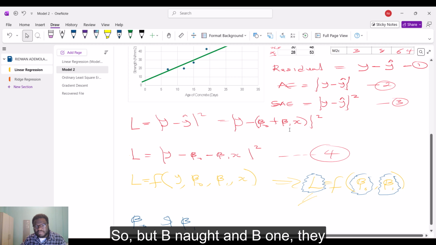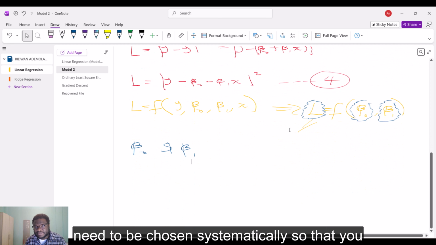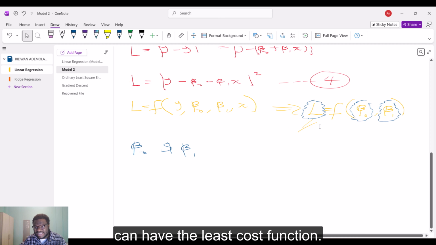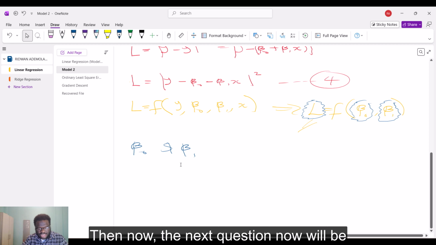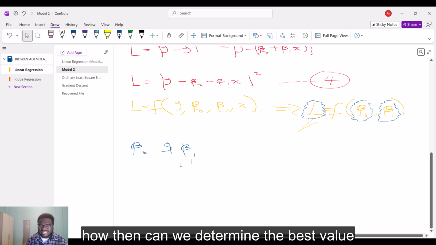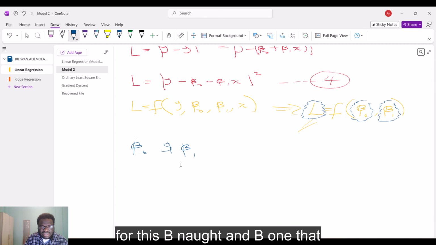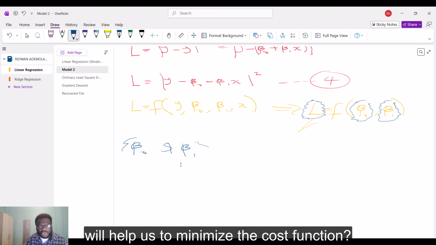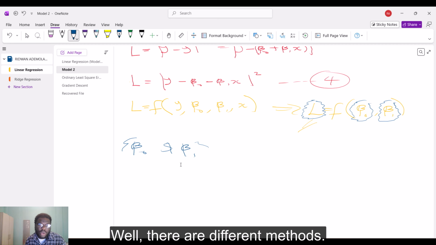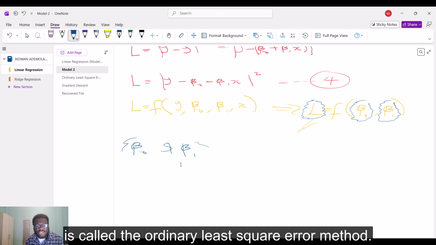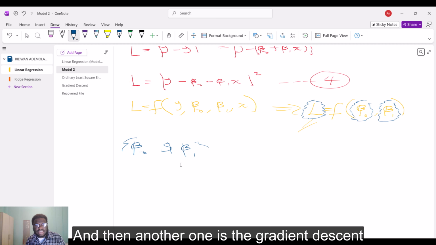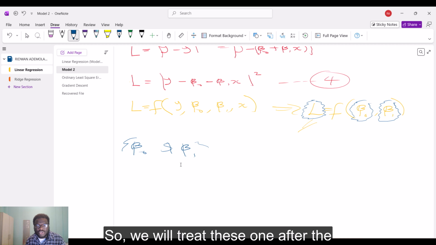All right. But that b0 and b1 need to be chosen systematically so that you can have the least cost function. All right. Then the next question will be, how can we determine the best values for this b0 and b1 that will help us to minimize the cost function? Well, there are different methods. The basic one, which is the exact method, is called the ordinary least square error method. And then another one is the gradient descent method. So we will treat these one after the other.